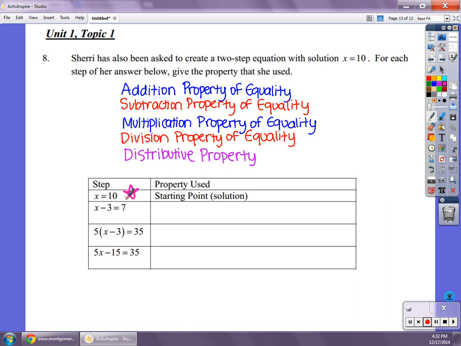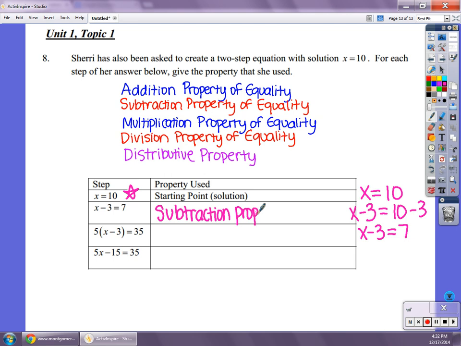So now I have x minus 3 equals 7. And what I hope you can see is, if we had x equals 10, and now we have x minus 3 on one side of our equation, that means we had to have subtracted 3 from the other side of our equation, and that's how we end up with x minus 3 equals 7. Because we used subtraction, we're going to say that we used the subtraction property of equality.